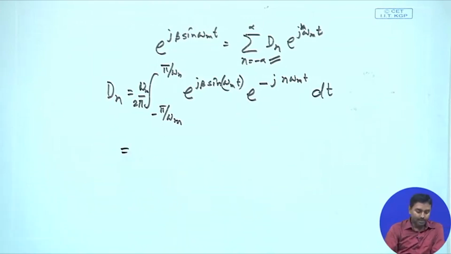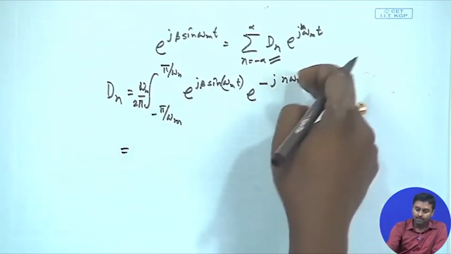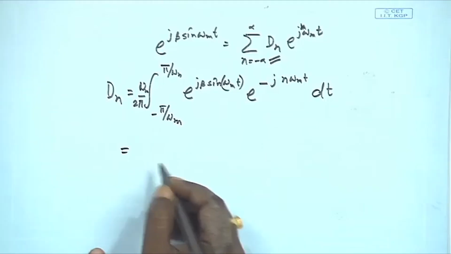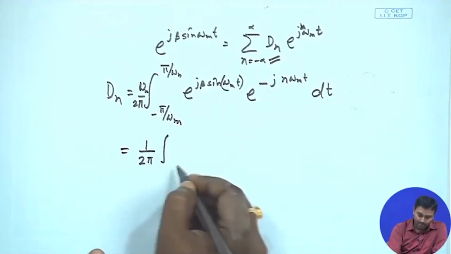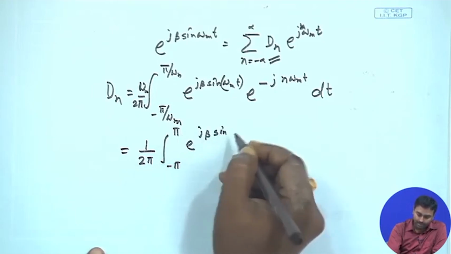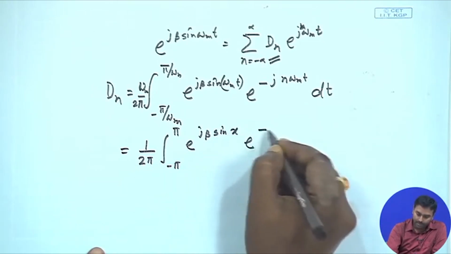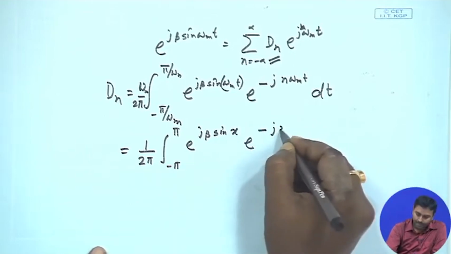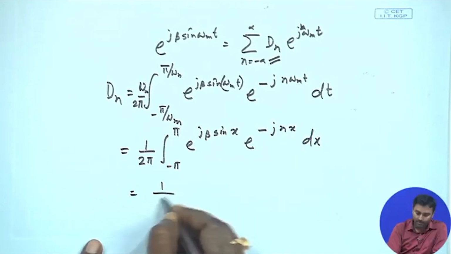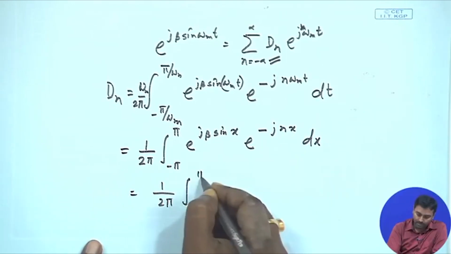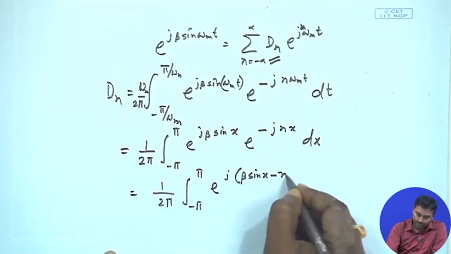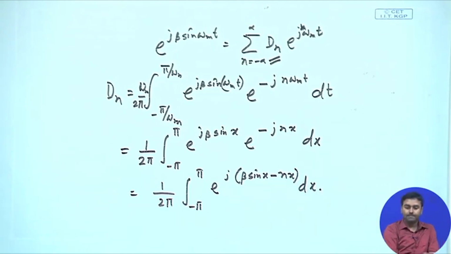Now, just put omega m t as x. So, immediately what you will get is this becomes 1 by 2 pi, integral from minus pi to pi, e to the power j beta sin x into e to the power minus j n x dx, okay. Or I can write it 1 by 2 pi integral minus pi to pi e to the power j beta sin x minus n x dx, okay.